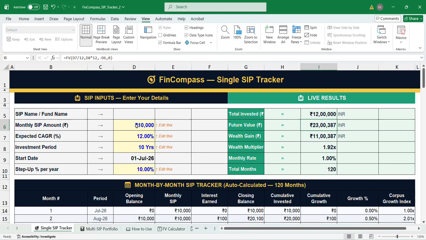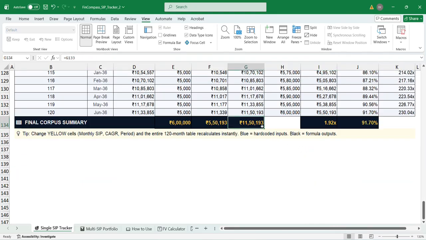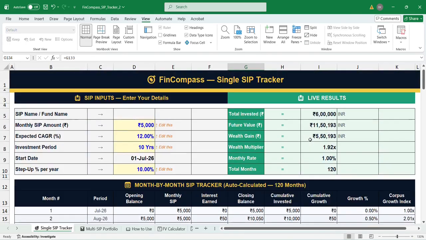Now let's say I change this value to 5,000 rupees. And here we go, the total future value becomes 11 lakh 50,119. Let's check the theoretical value also once again: 11 lakh 50,190. Both things are matching now. So the formula is working as we expected, right?